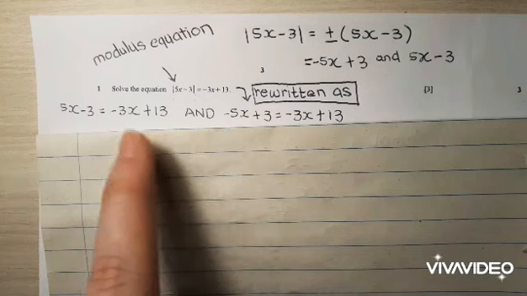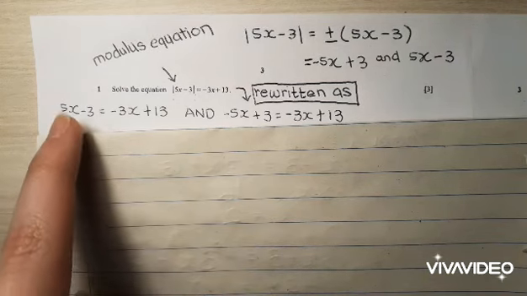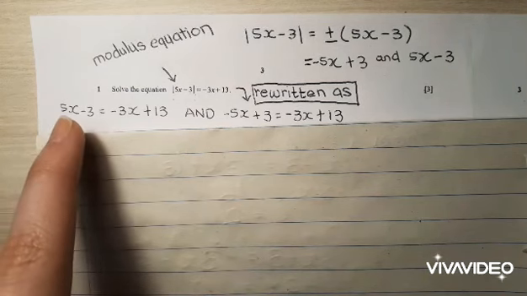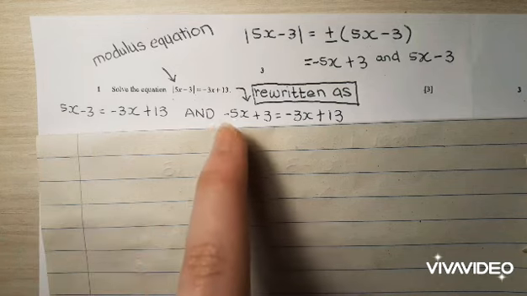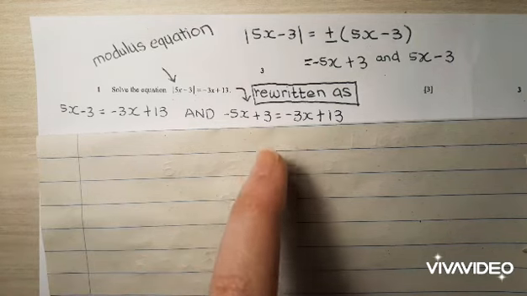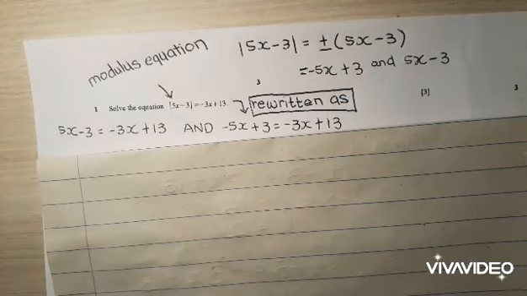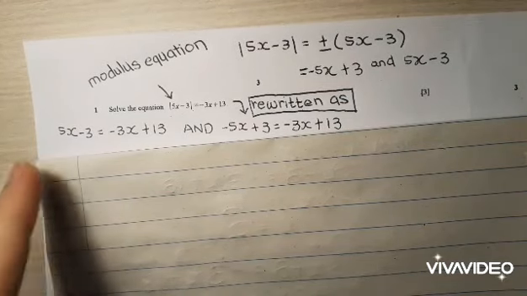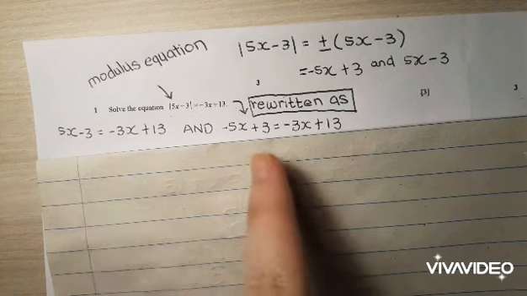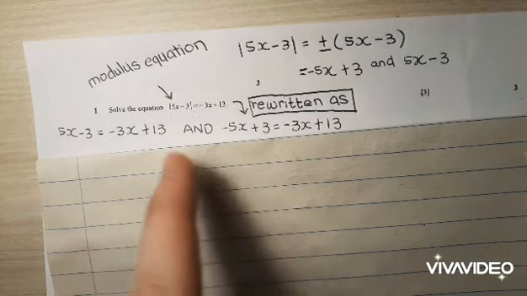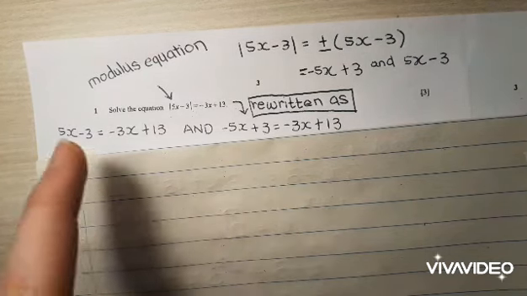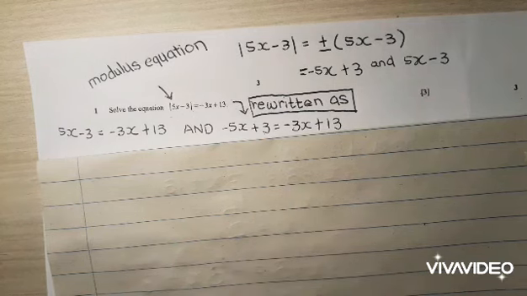You write down two different equations with one side, the left hand side, as 5x minus 3 while the other is negative 5x plus 3. To get all 3 marks for this question, you need to find out the different values of x by continuing to solve these two equations.